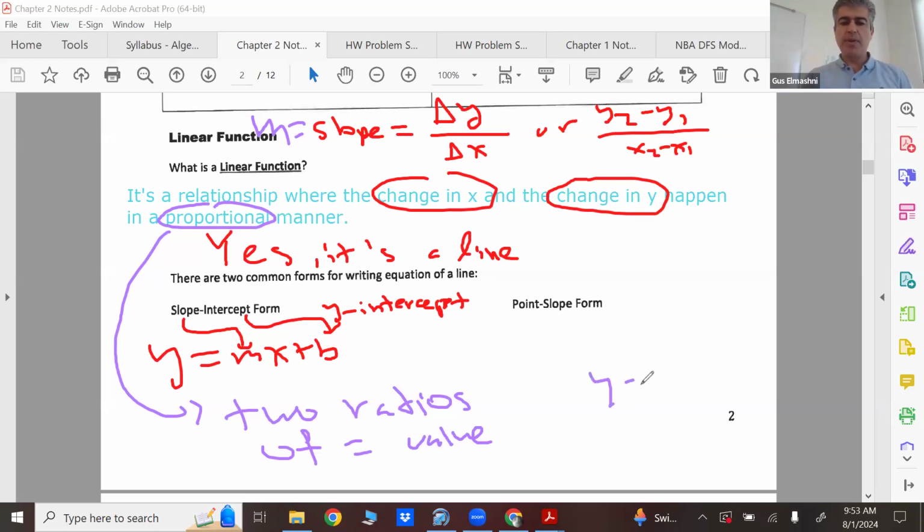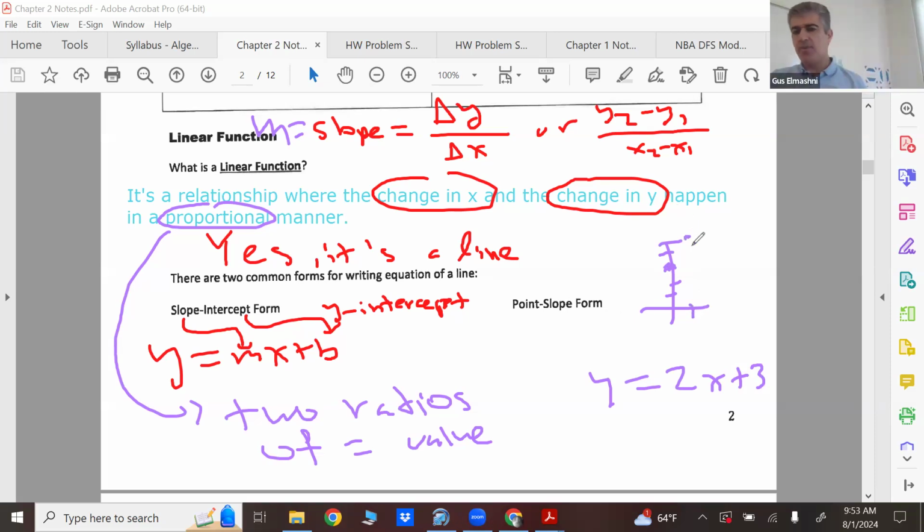For example, you have y equals 2x plus 3. If I plug in 0 for x, what does y equal? 3, right? So you plot (0, 3). And then the slope is 2. So if I go up 2 and right 1, I get a second point, right? Change of y is 2. The rise over run, right? That's another way of thinking about 2.